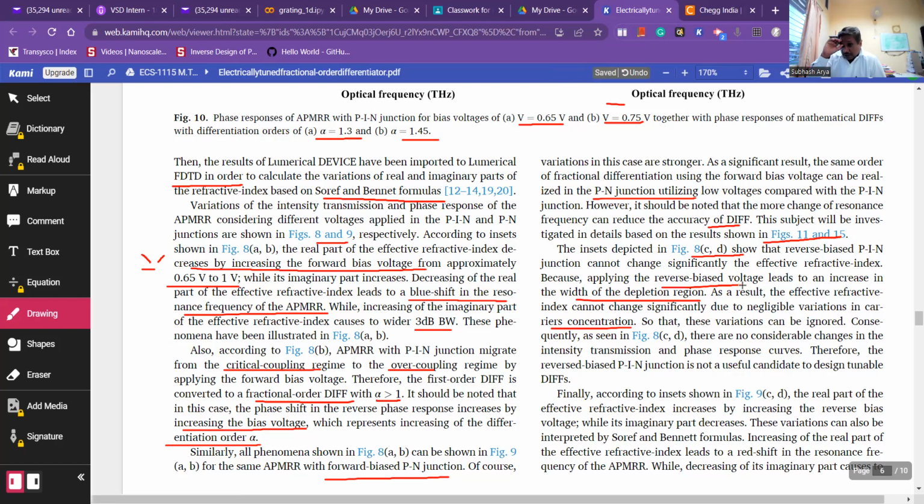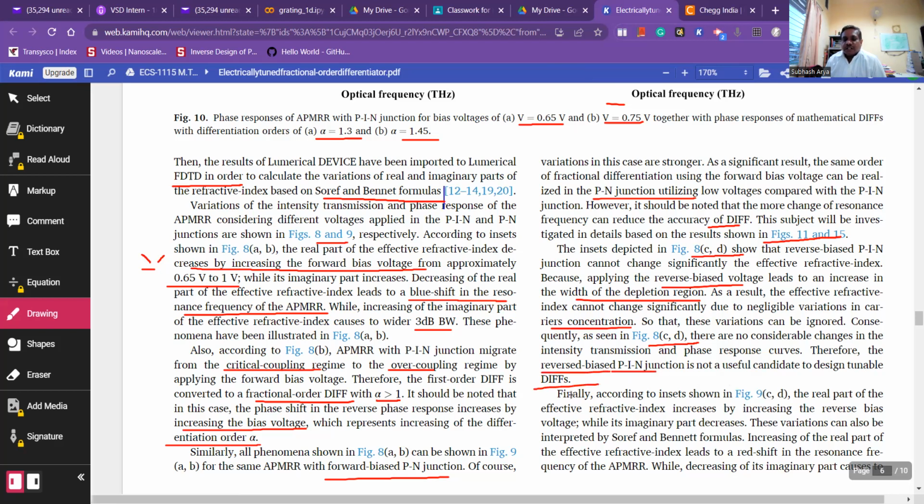Reverse bias is not applicable for PIN. It is applicable for PN. So this variation can be ignored. Consequently, as in figure 8CD, there is no considerable change in the intensity, transmission, and phase response curve. Therefore, the reverse bias PIN injection is not a useful candidate to design a tunable differentiator.